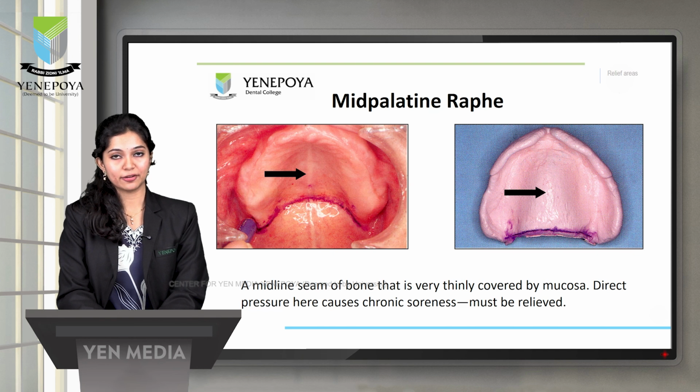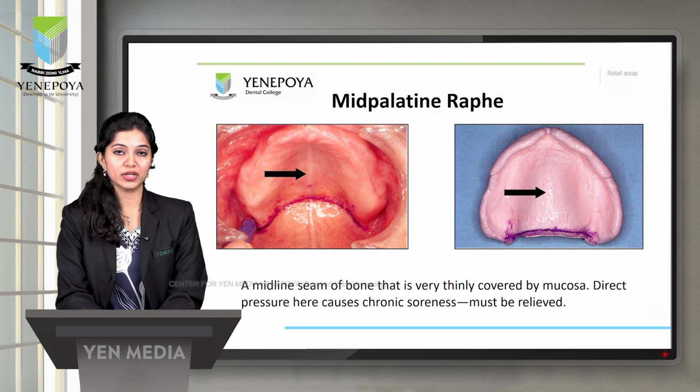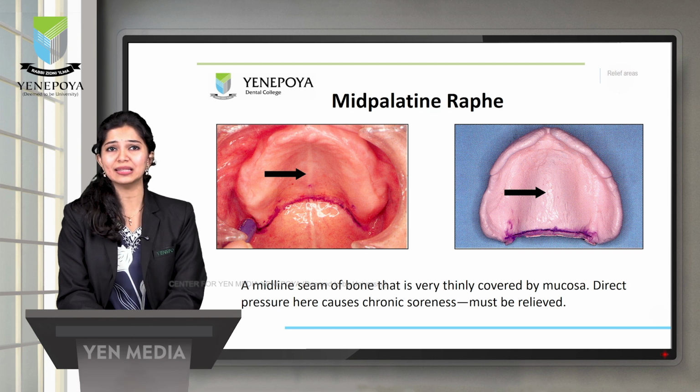Now mid-palatine raphe, that is the second relieving structure. It's a midline seam of bone that is very thinly covered by mucosa. So direct pressure here causes chronic soreness and must be relieved. So that is located in the midline of the denture.